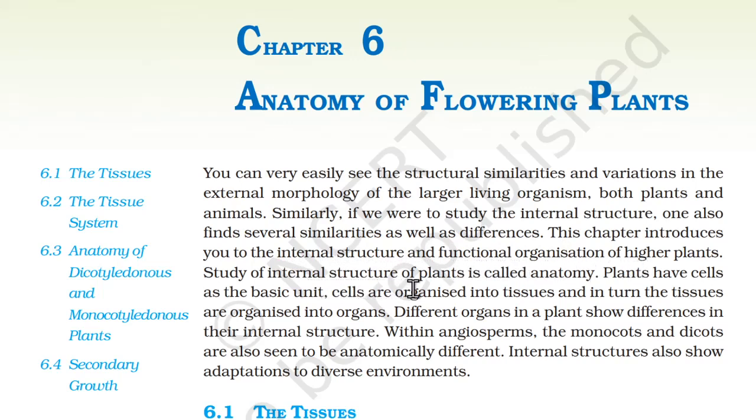Study of internal structure of plants is called anatomy. Plants have cell as the basic unit. Cells are organized into tissues and in turn the tissues are organized into organs. Different organs in a plant show differences in their internal structure. Within angiosperms, the monocots and the dicots are also seen to be anatomically different. Internal structure also shows adaptations to diverse environments.